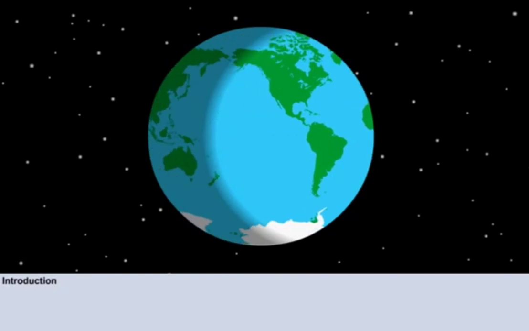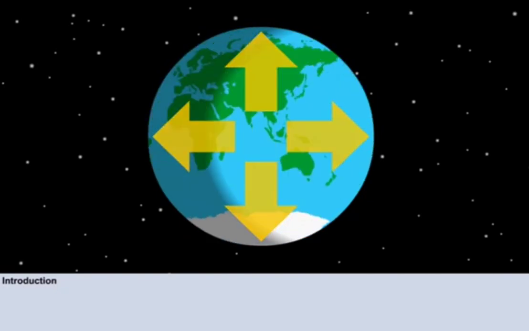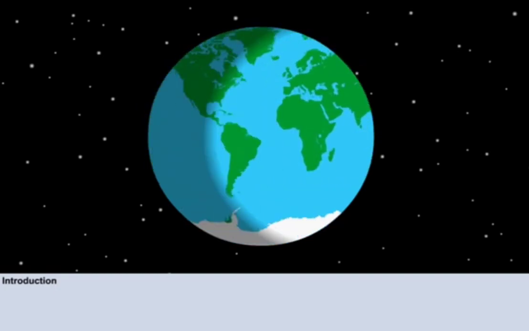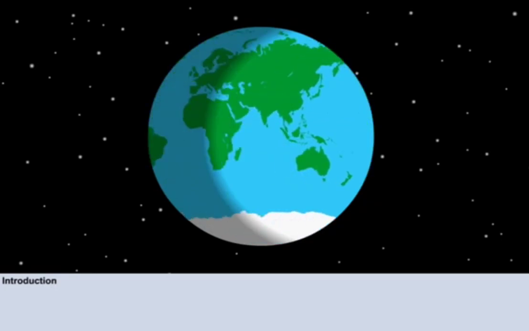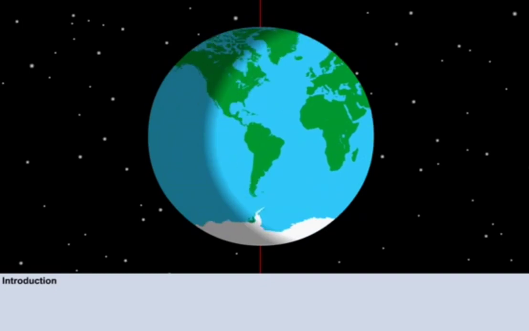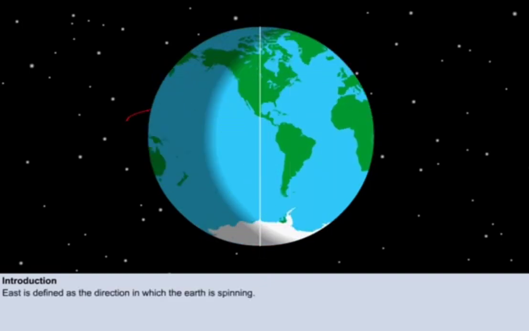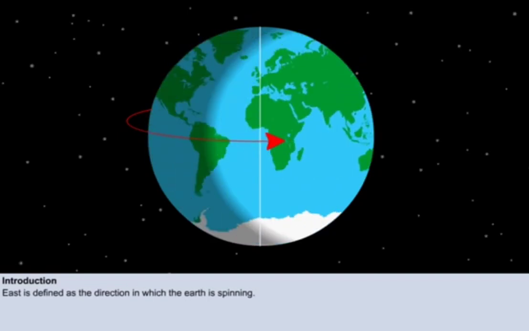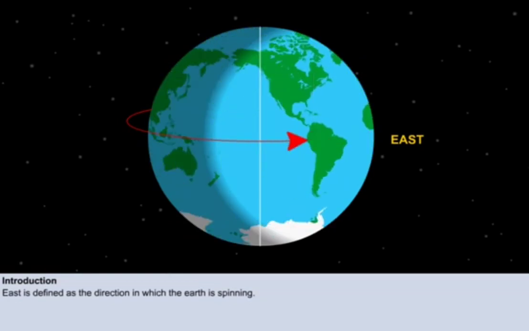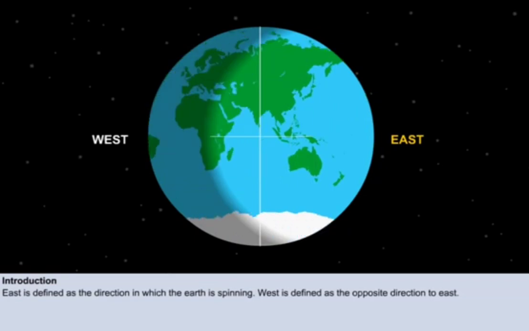This lesson will give you an understanding of direction and the conventions we use in determining direction. Before we can define direction on the Earth, we need to select a datum from which direction can be measured. As we have seen, the Earth spins on its polar axis. We say that the direction in which the Earth is spinning is called east. All other directions are defined in relation to east. West is defined as the opposite direction to east.